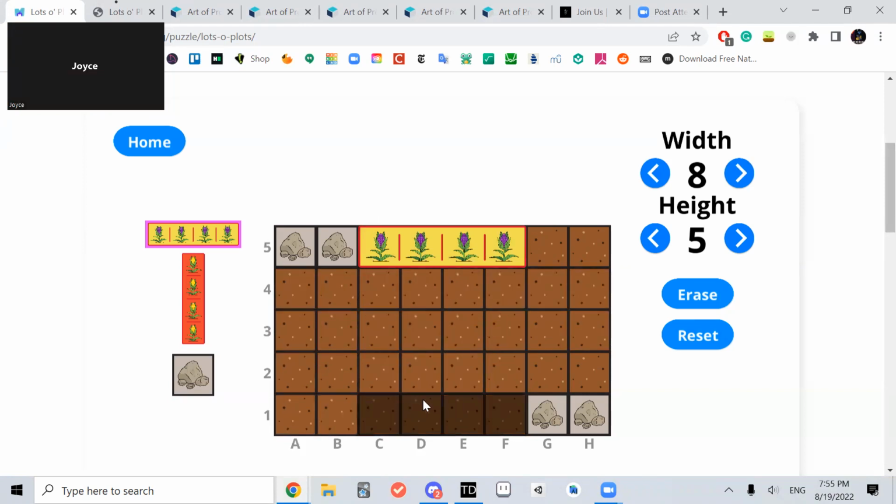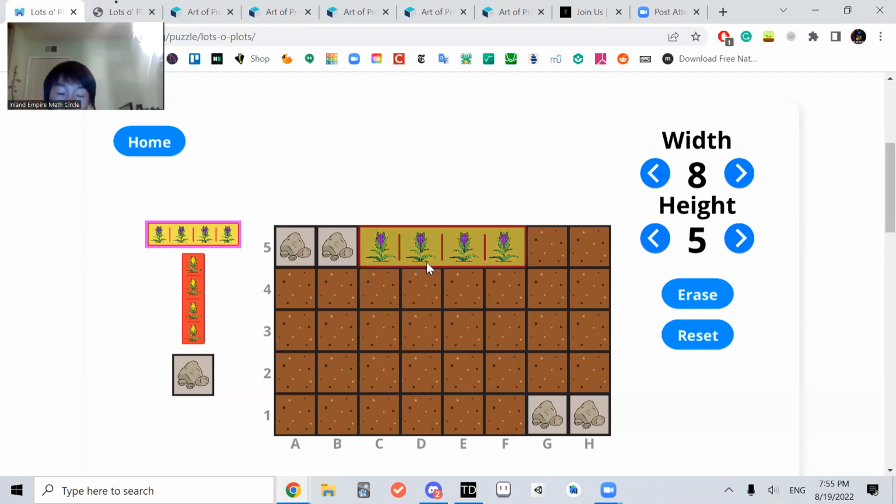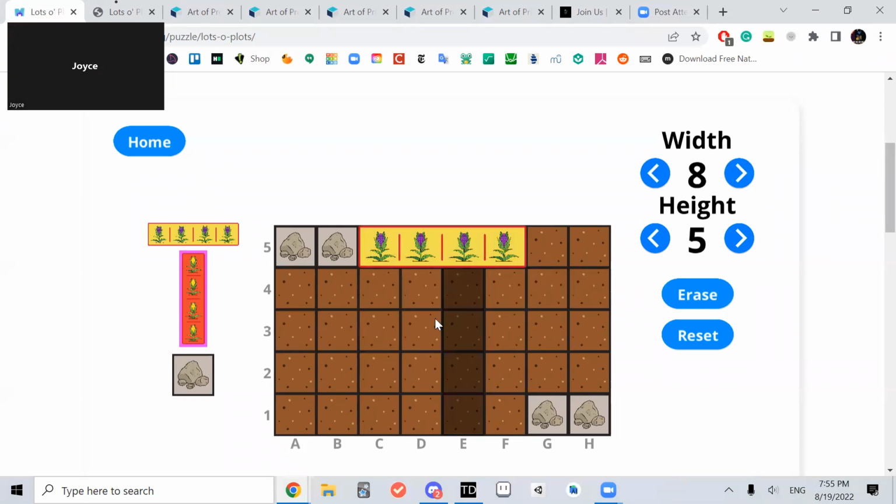Is your screen frozen or am I just seeing this? Oh, my screen's not frozen. Is my cursor moving right now? Can you see it? Oh, now I can see it. Okay.